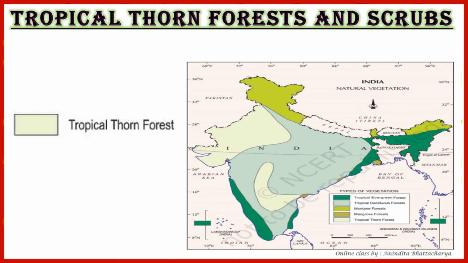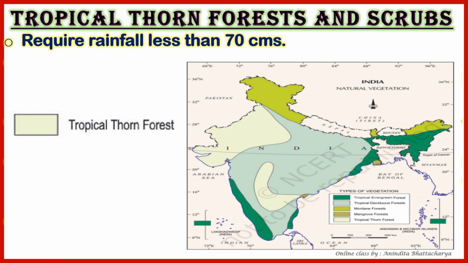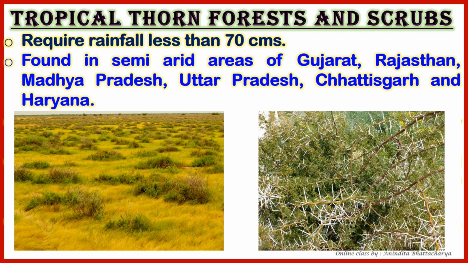Our next topic is tropical thorn forest or scrubs. Rainfall required for this type of forest is less than 70 centimeter. Found in semi-arid areas of Gujarat, Rajasthan, Madhya Pradesh, Uttar Pradesh, Chhattisgarh and Haryana.